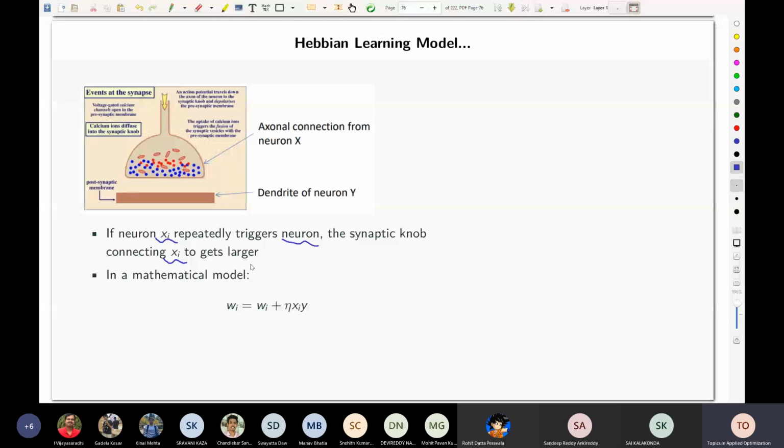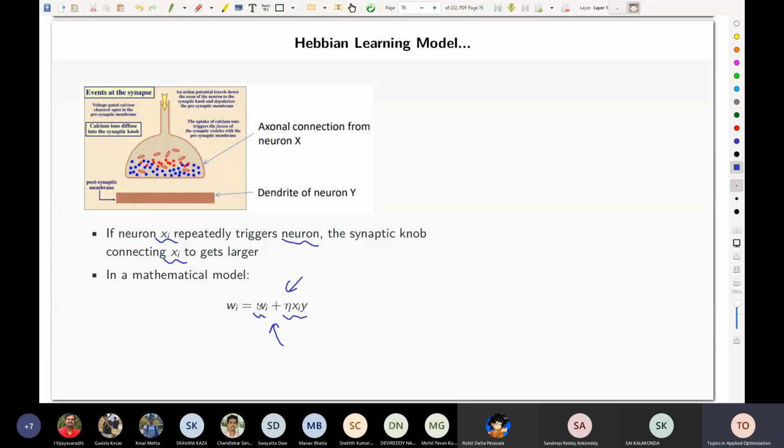Okay, so if we try to write down the mathematical model of Hebbian learning, then we believe that there will be some kind of weight in the network, and this weight gets updated like this: the old weight plus eta times xi and y. The details are not so important here, like what exactly these y and xi are, but there is some kind of gradient descent being done here to update the weights of the model.